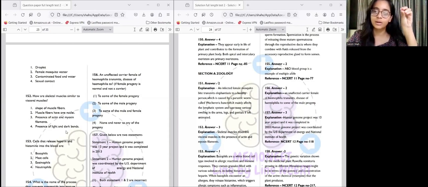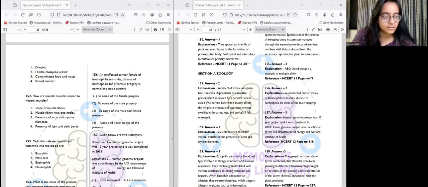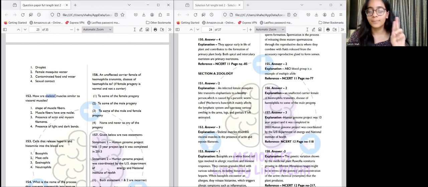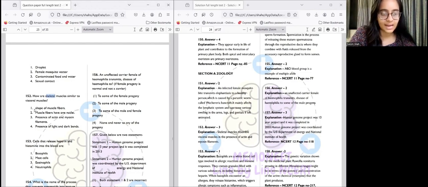Skeletal muscle fibers mainly control the voluntary functions. Visceral muscles mainly control the involuntary functions of the body. So now if you compare the shape, skeletal muscles are cylindrical in shape, whereas visceral muscles will be spindle shaped. Skeletal muscles are again multinucleated, whereas smooth muscles are single nucleated and they have a centrally placed nucleus. So if we compare these two, the shape is different, that is cylindrical and spindle shaped.